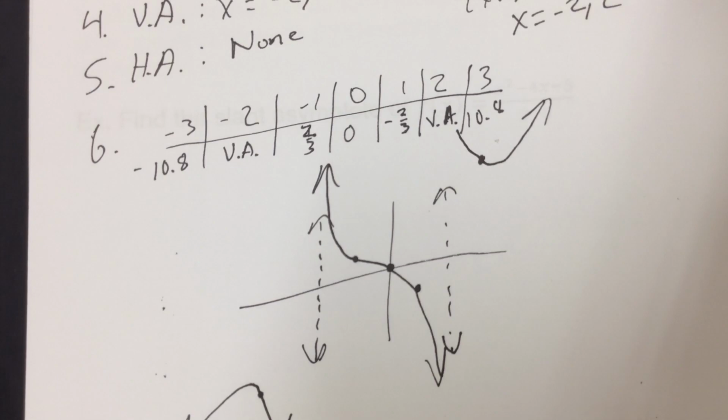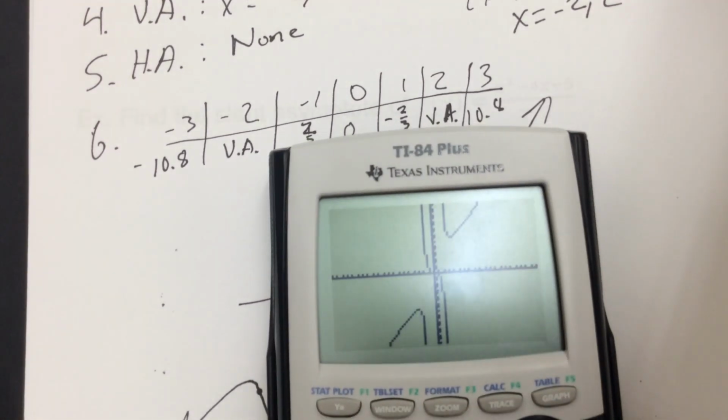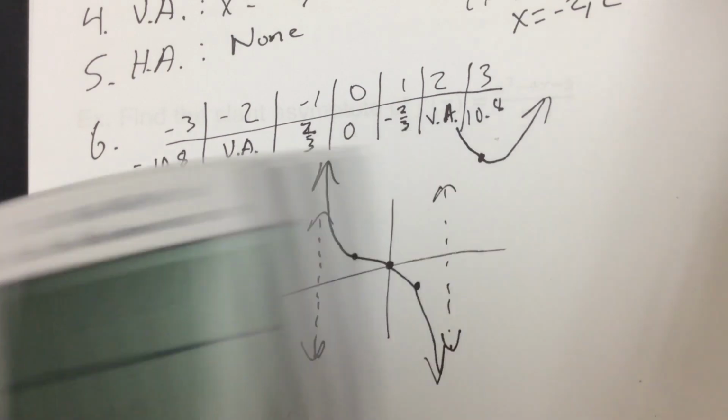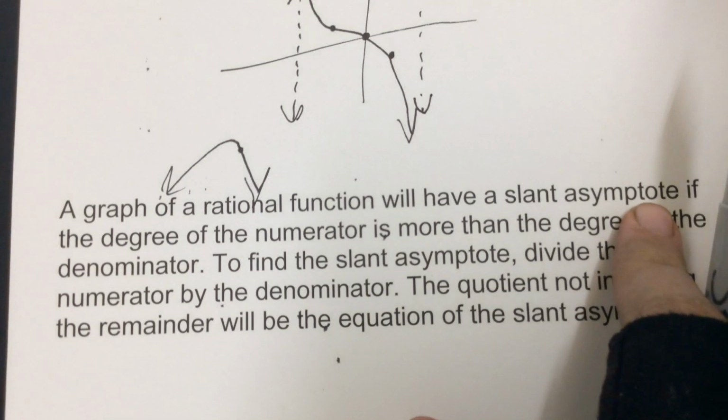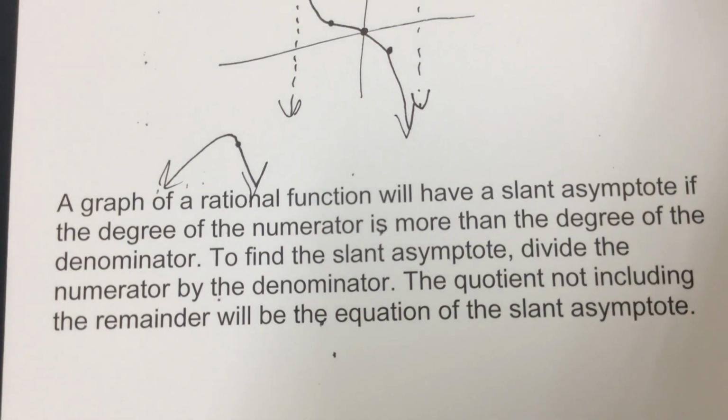So, if we go back to this graph, it kind of looks like we're slanting through here. That's because when the top is bigger, we're actually going to get a slant asymptote. So the graph of a rational function will have a slant asymptote if the degree of the numerator is more than the degree of the denominator. So when the top is bigger, to find that, we're going to do long division. We're going to divide the top by the bottom, and the quotient, not including the remainder, is going to be the equation of the slant asymptote.